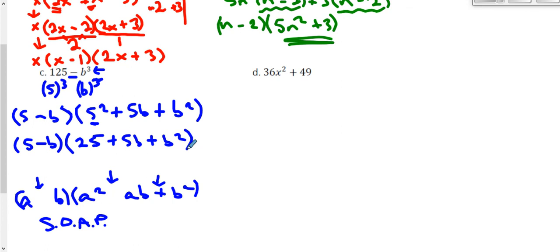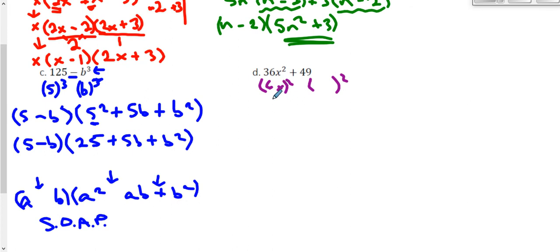Let's go ahead and take a look at example D. For example D, I have no GCF. And again, I have two terms, and the clue here is that 36 is a perfect square, x squared is a perfect square, and so is 49. So I can figure out what's being squared in each case, just like I did for my cubes. 36x squared is what I get when I take 6 and x and square them. So my first term, a, is going to be 6x. 49 is what I get when I take 7 and square it. So my b term is going to be 7.